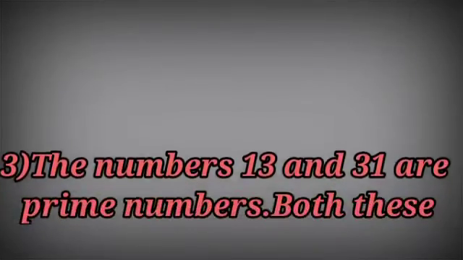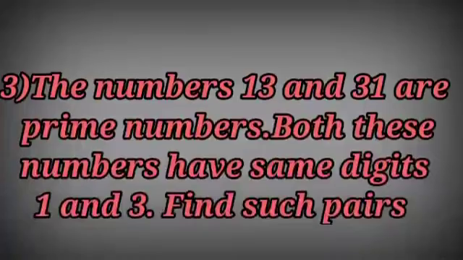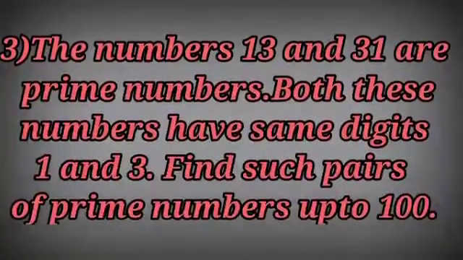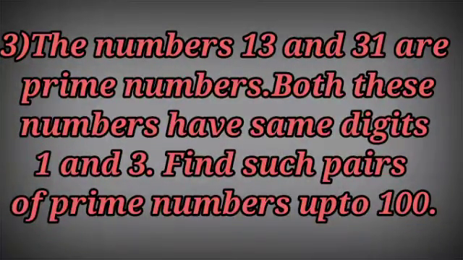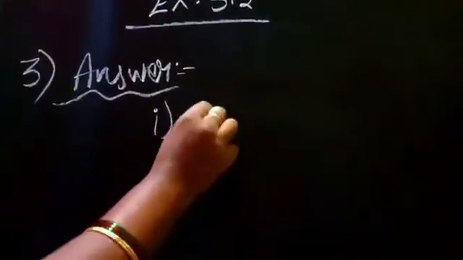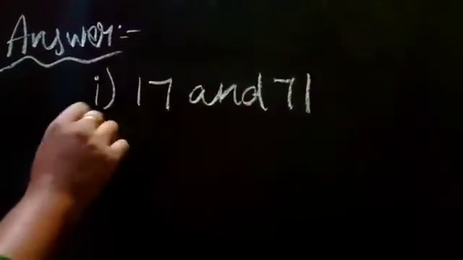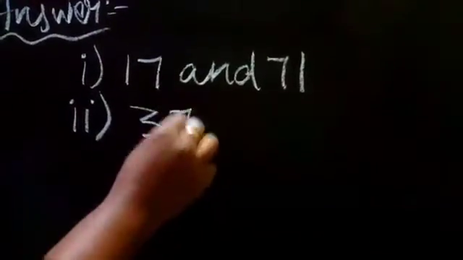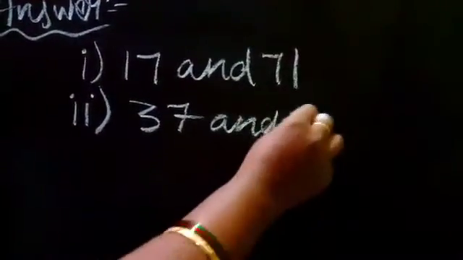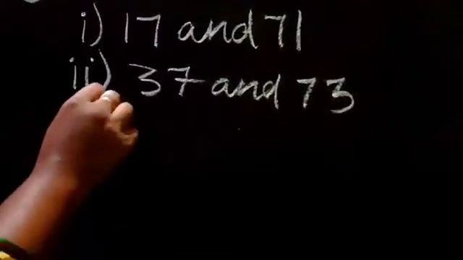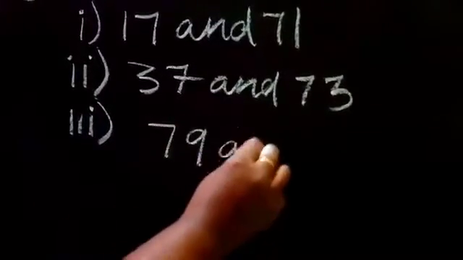Third main question is, the numbers 13 and 31 are prime numbers. Both these numbers have the same digits, 1 and 3. Find such pairs of prime numbers up to 100. First pair is 17 and 71. This is a prime pair. Second pair is 37 and 73. Next pair is 79 and 97.